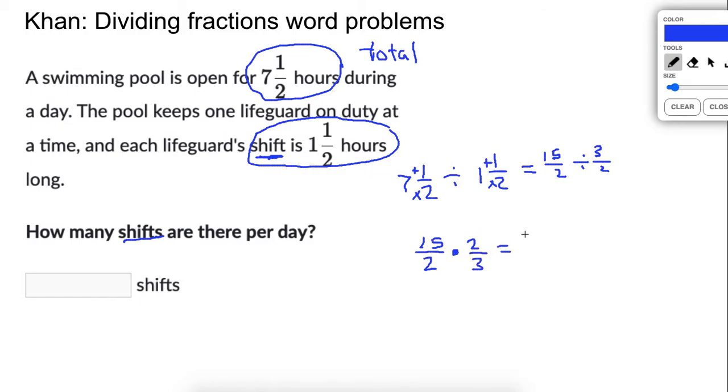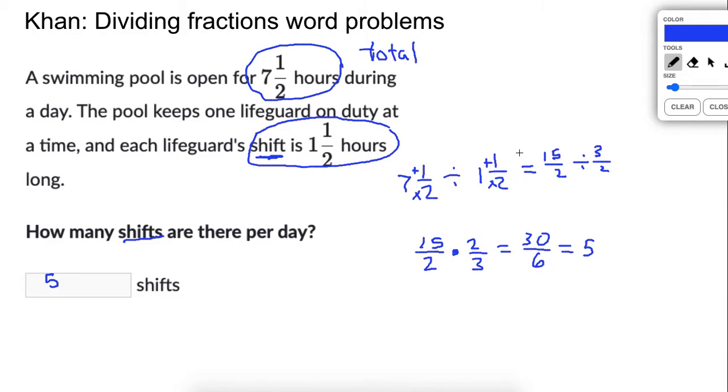So 2 times 15 is 30. And 2 times 3 is 6. So we end up with 30 over 6, and that's just basically 30 divided by 6, which is 5. So there is enough for 5 shifts in that one. So we can end up doing 5 shifts. So that one went out evenly. Again, if you try to put in 36, it would not work. You have to take it out evenly.